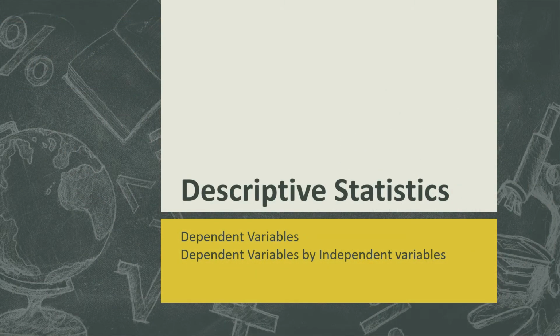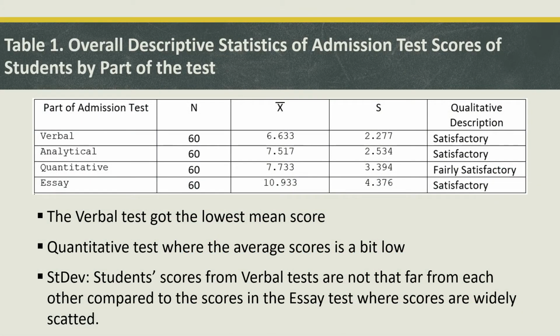For the first part, I'll be discussing the descriptive statistics. Table 1 is the overall descriptive statistics of admission test scores of students by part of the test. First, as you can see, the verbal test got the lowest mean score with only 2.277, and the quantitative test average score is a bit low. For the standard deviation, student scores from verbal tests are not far from each other compared to the scores in essay tests, where scores are widely scattered.